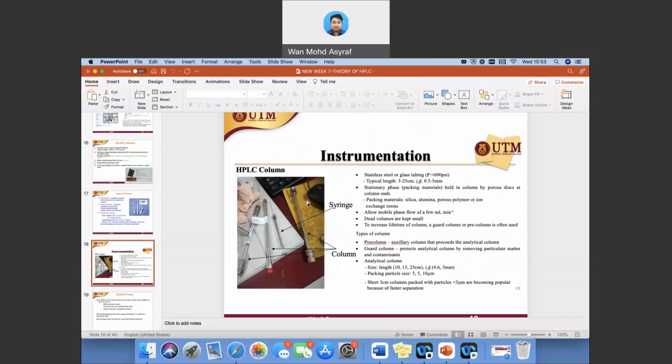All right. So now we are looking at the instrumentation part. We see here, this is the column. There are three types of column here. It depends on you. Usually, the white sticker here is the label of your column. Sometimes we tend to forget which column is which, so that's why this label is very important, for the identification of the column.